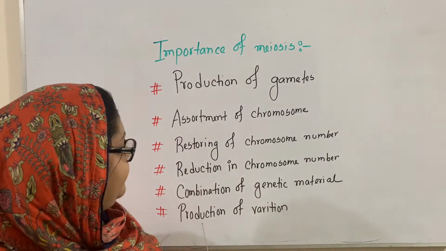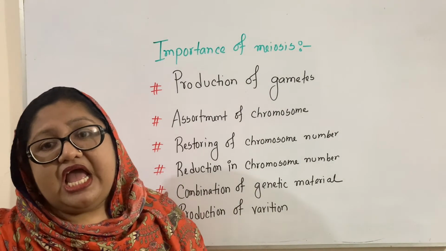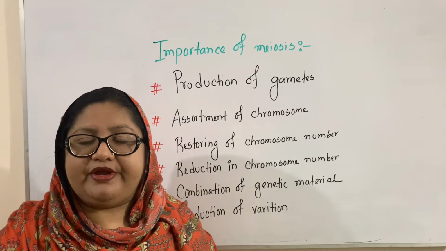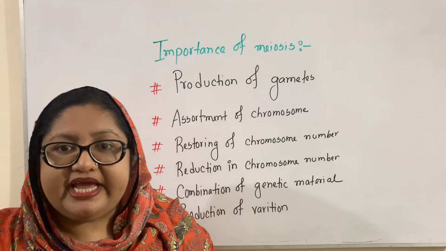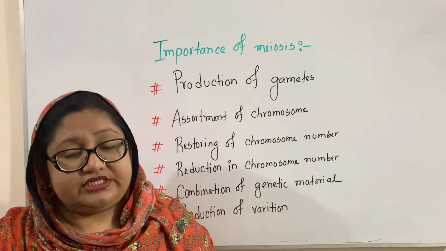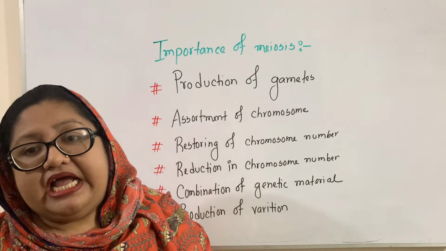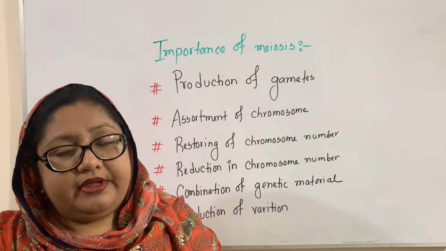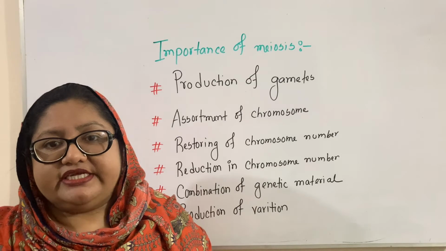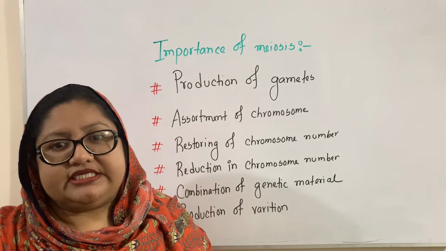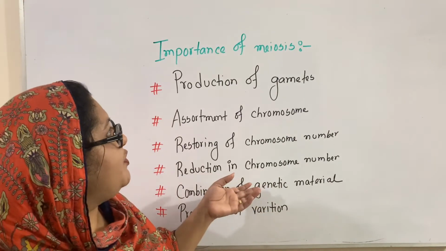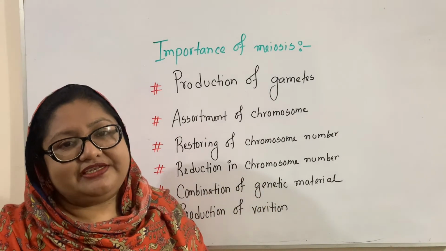And the next point, production of variation. You know that all four chromatids of a homologous pair of chromosomes segregate and go separately to four different daughter cells, which creates variation, because this leads to genetic variation in the daughter cells. So my dear students, this is all about the importance of meiosis cell division.